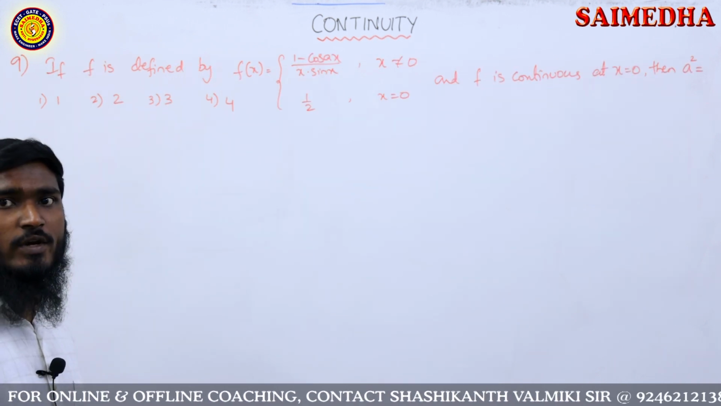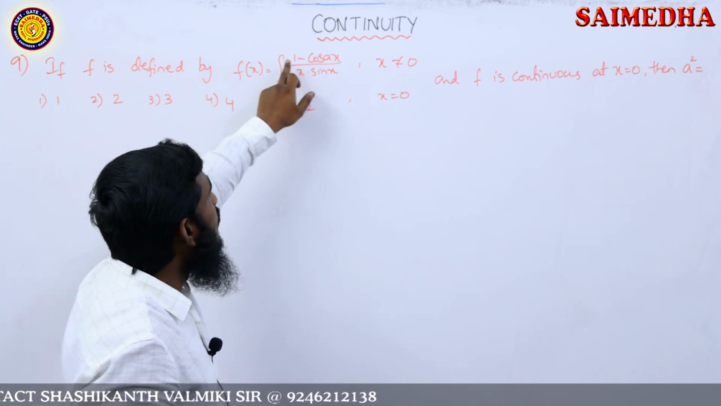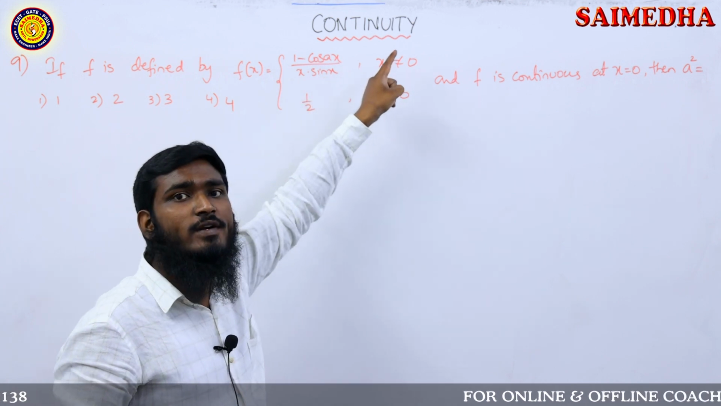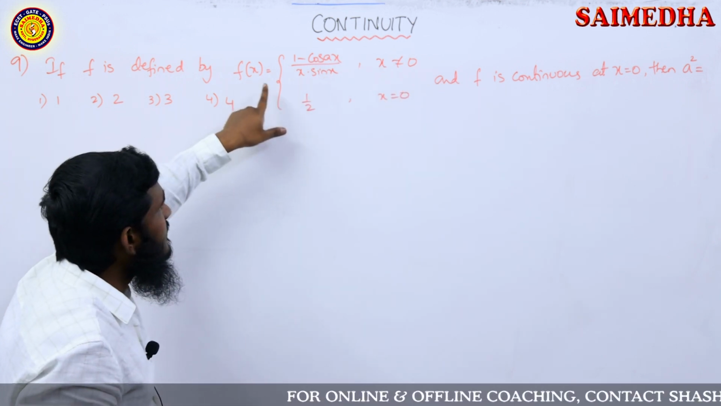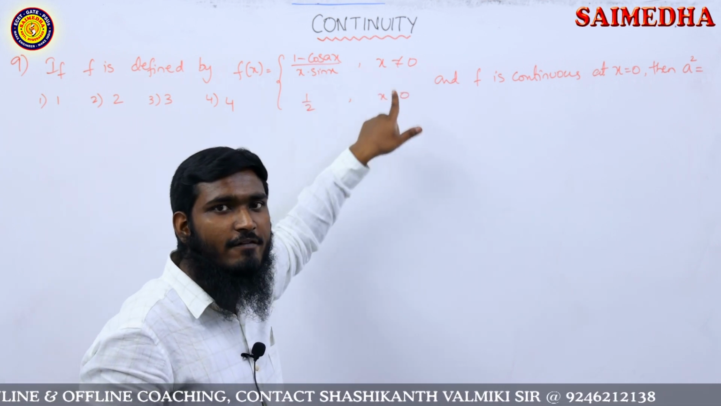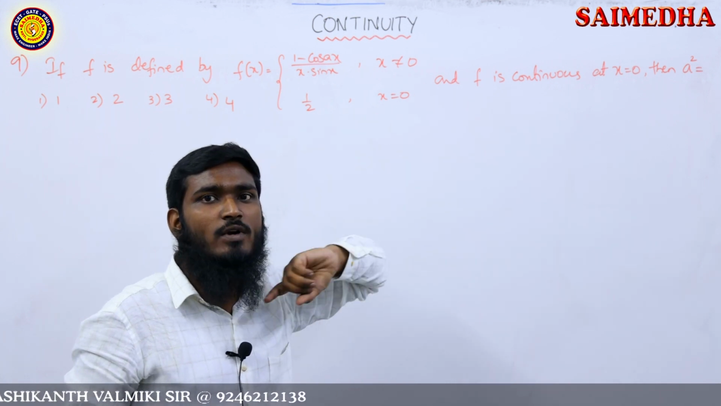Now let us see the next question over here. If f is defined by f of x equals (1 minus cos ax) divided by (x into sin x), when x is not equal to 0, and f of x equals 1 by 2 if x equals 0. So we are having the conditions depending upon the x value, and f is continuous. What is the meaning of that part?